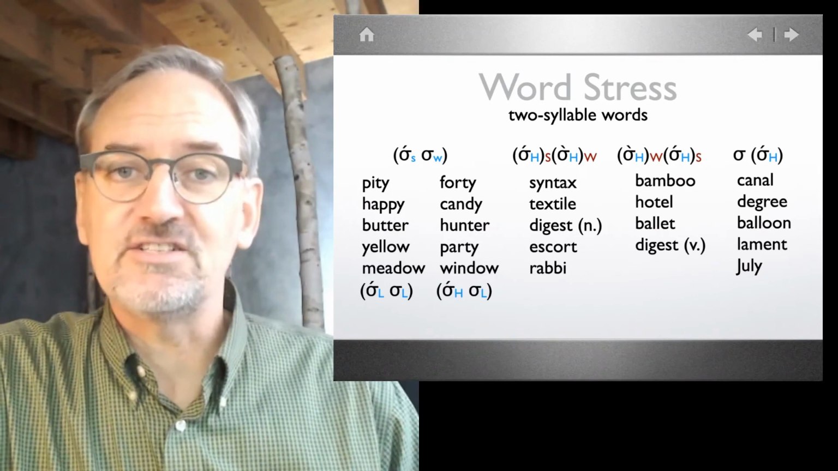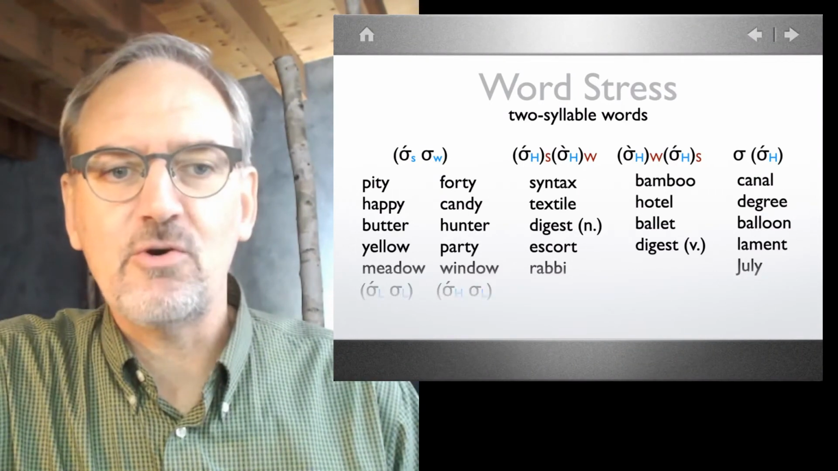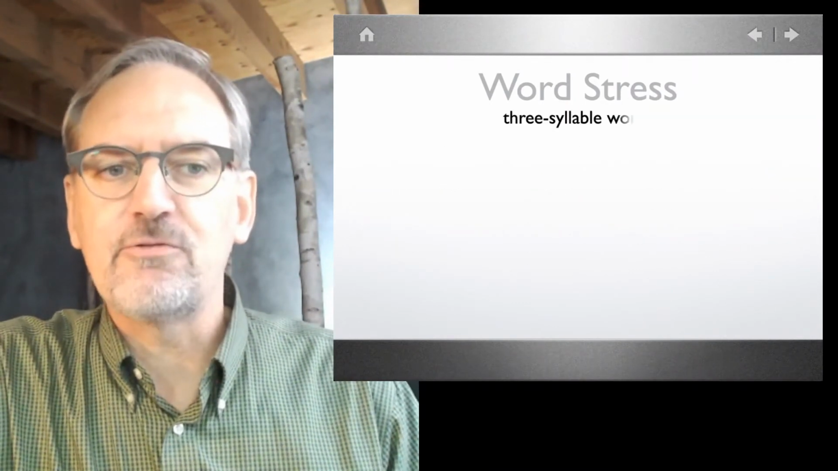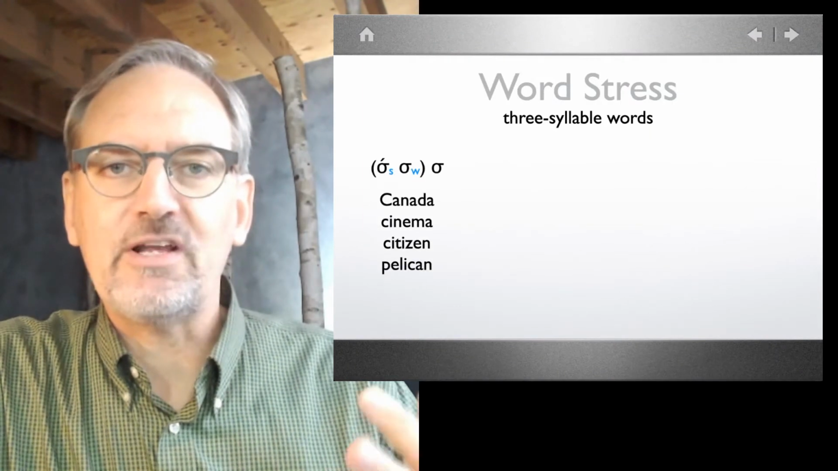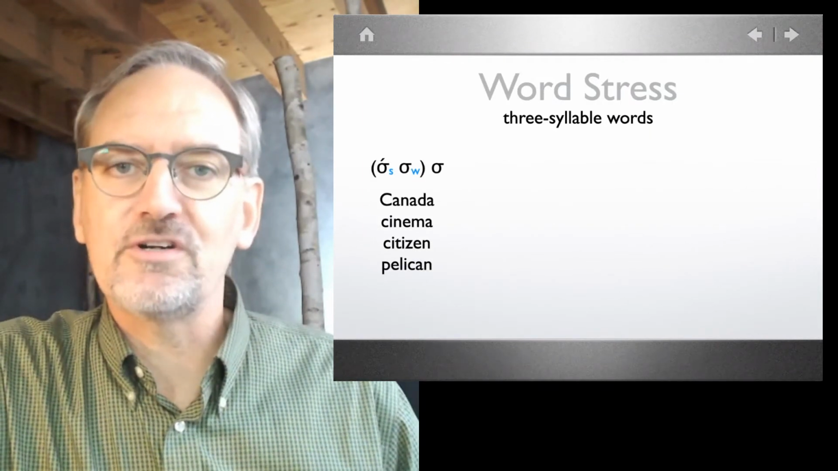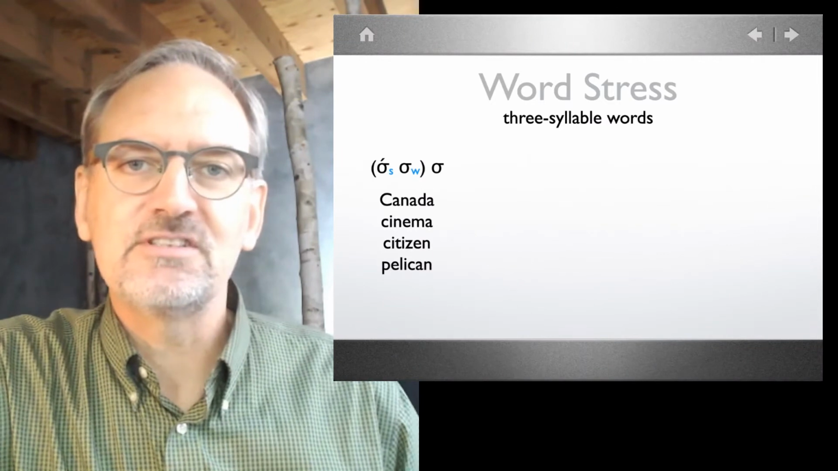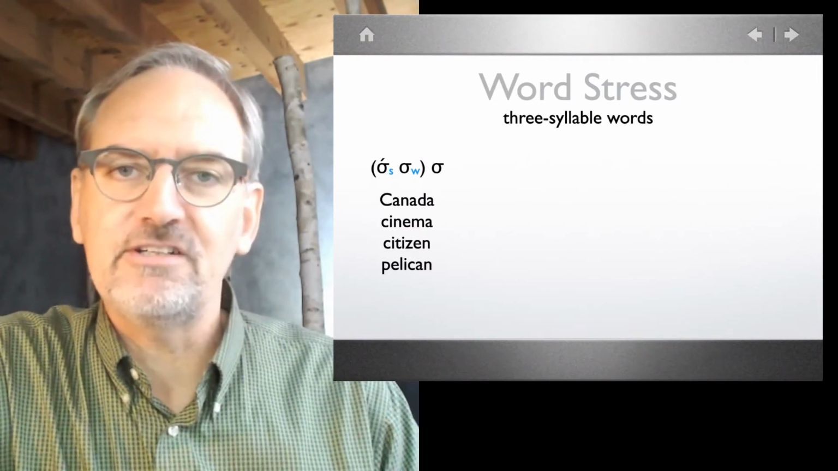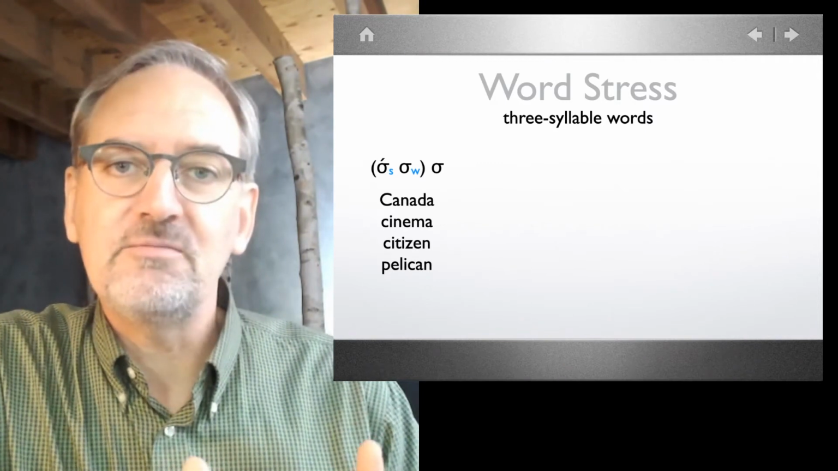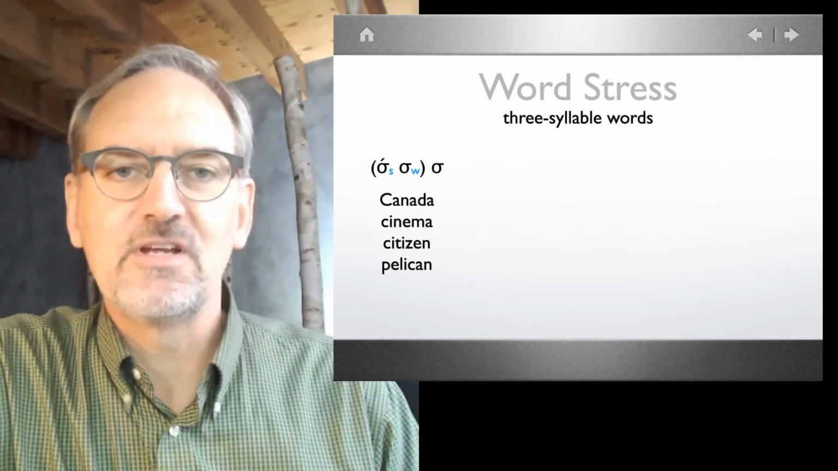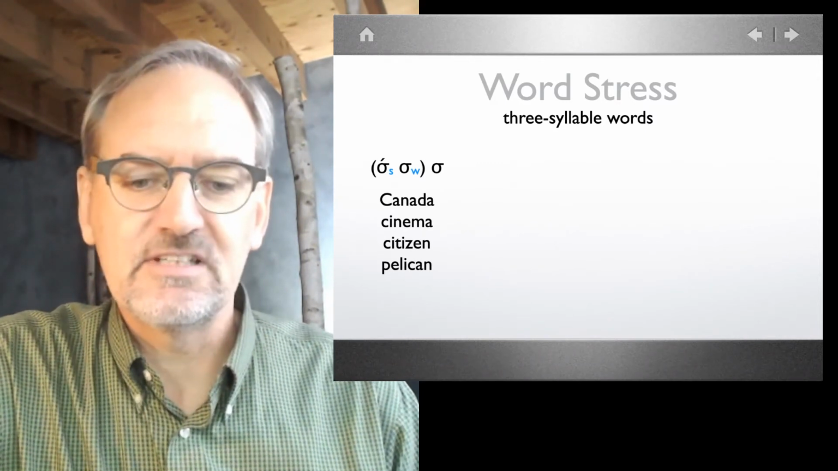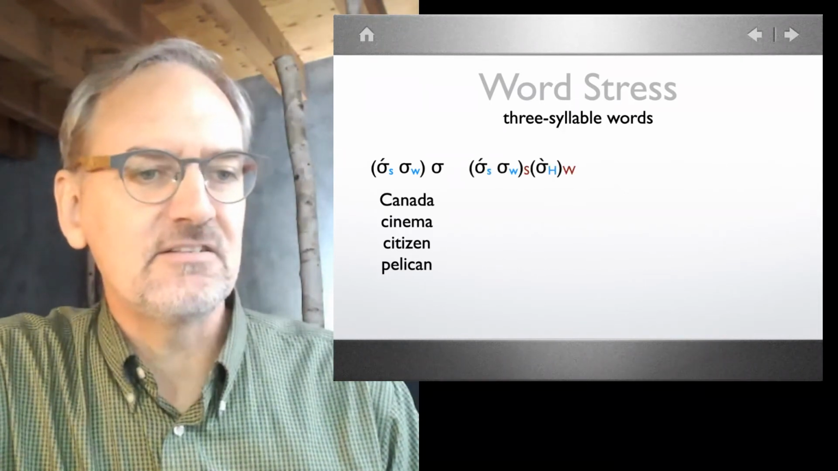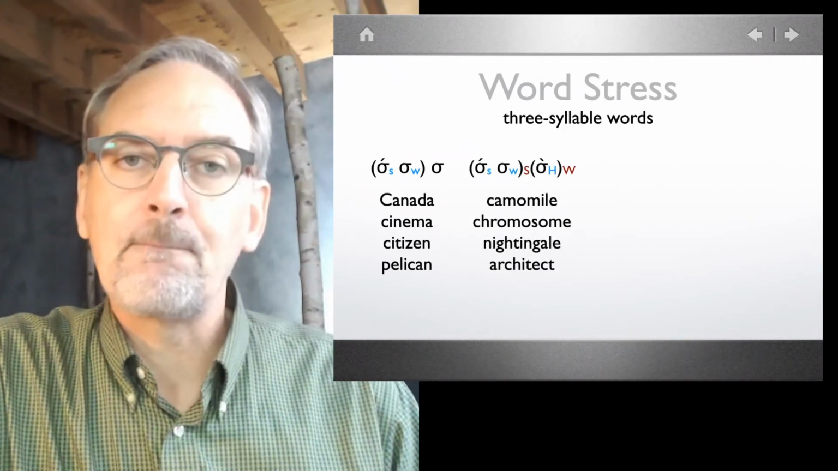Now, when we looked at these two-syllable words at the beginning of the course, we also looked at 3- and 4-syllable words. So we'll quickly review those. We had words made up of 3 syllables, which we now understand to be a bisyllabic foot, followed by a post-foot syllable. Words like Canada, cinema, citizen, pelican.